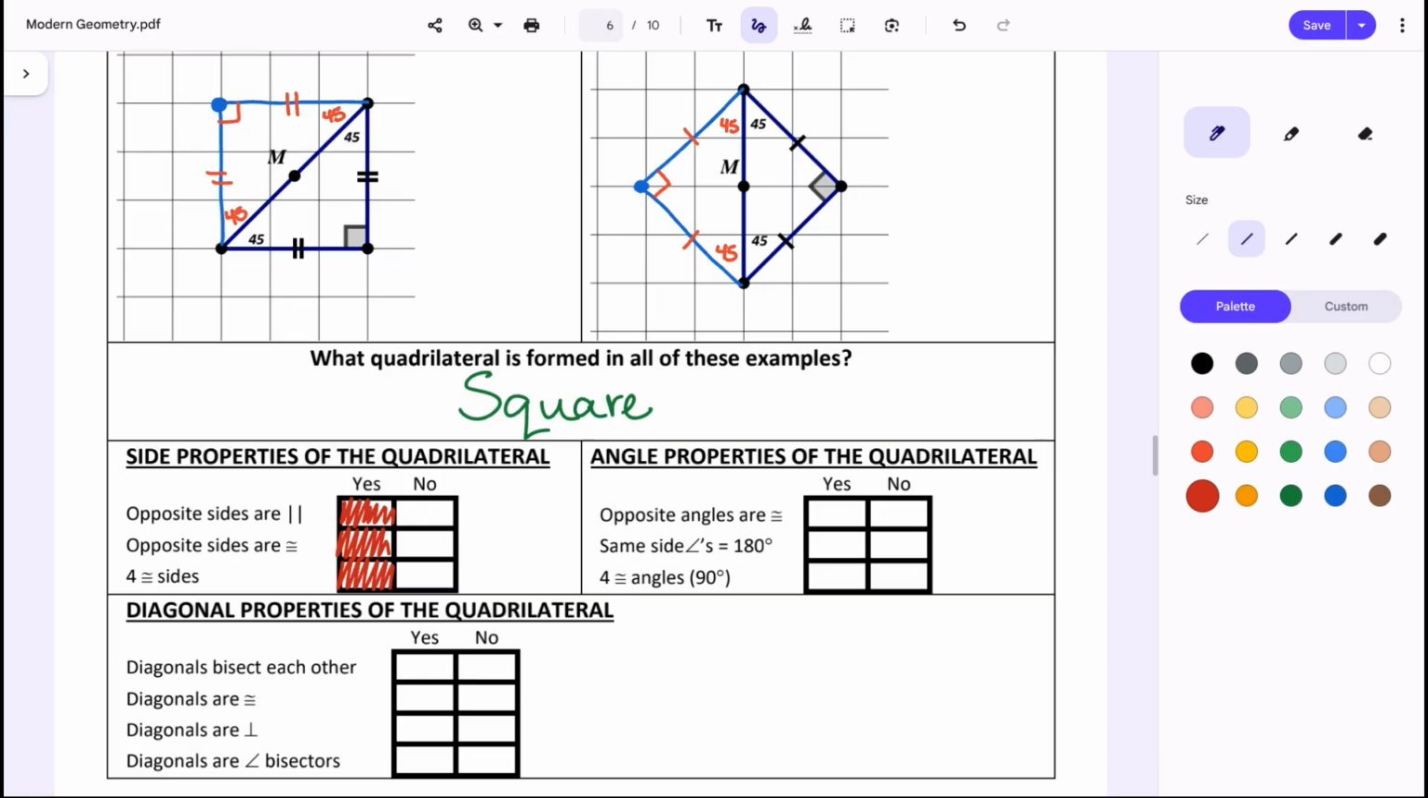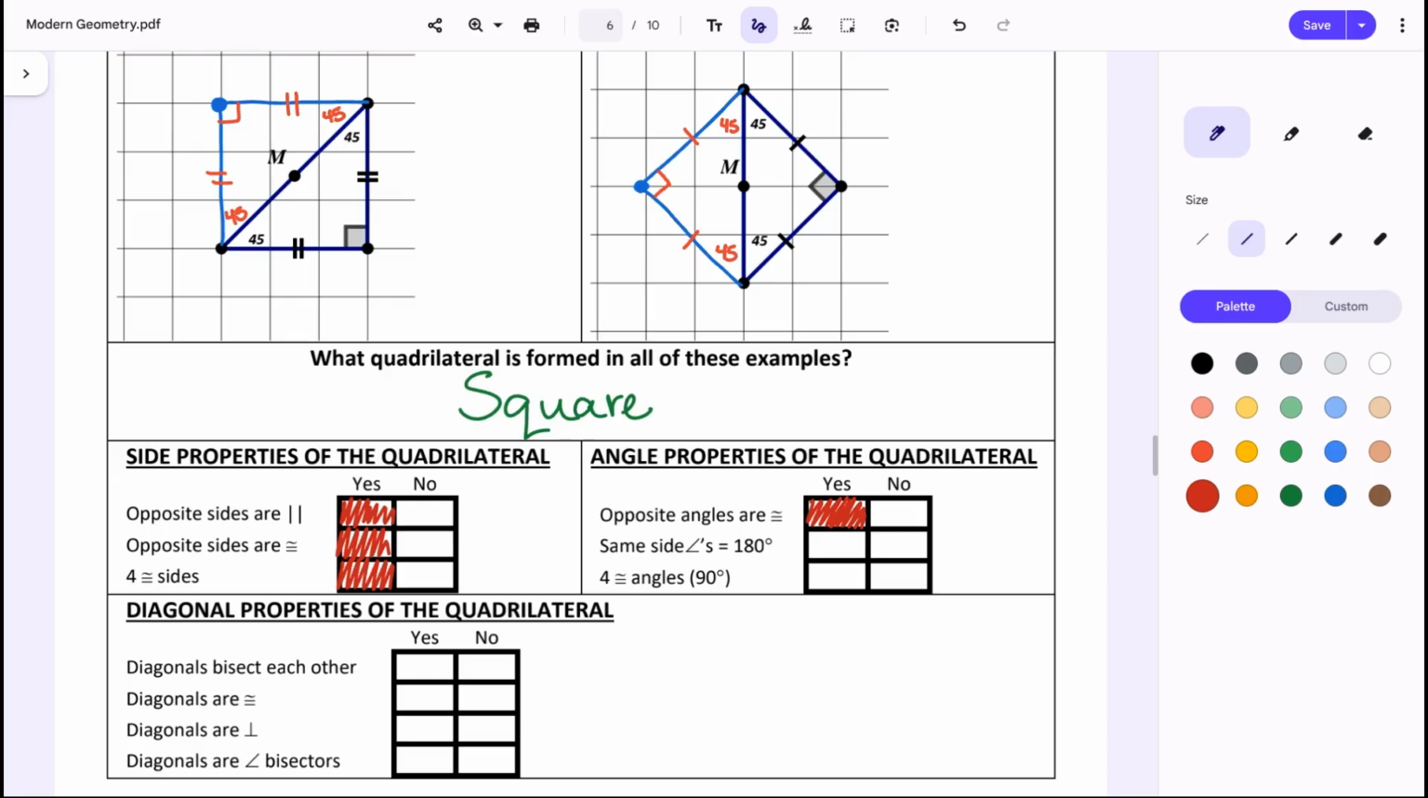The angle properties are next then. Opposite angles are congruent. Well, opposite angles on our square look to be congruent from the markings. We have some with those 90-degree angle boxes. We have some with the 45 degrees in them. But again, if you look at what corner is opposite of those, it's still matching. So we should still be able to say yes here.